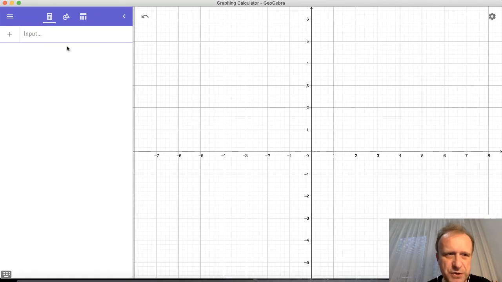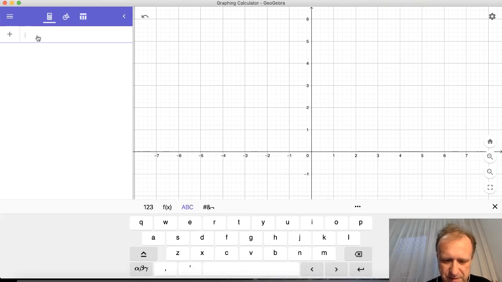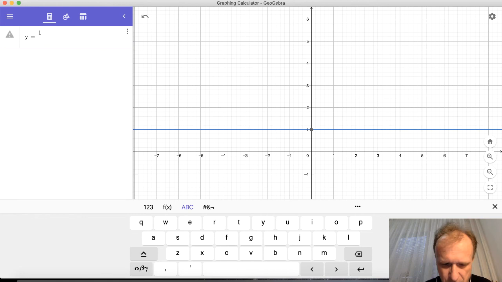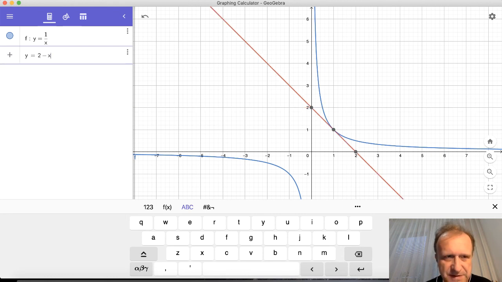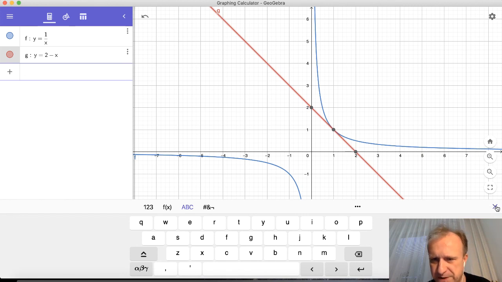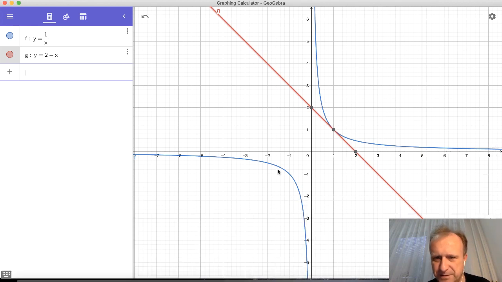So let me switch to GeoGebra, and let me first type in the function 1 over x. So y equals 1 over x. Okay, this would be my function f. It's there in the graph in blue color, and the other one would be just y equals 2 minus x. It's the linear function like this. It's the function g. So what you may notice is that the blue and the green function actually touch in one point here, in this point.